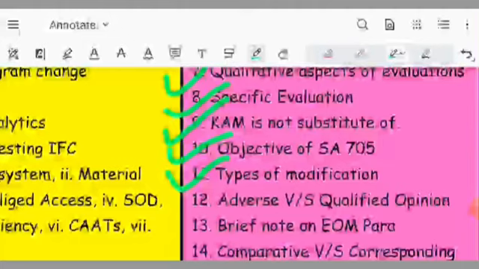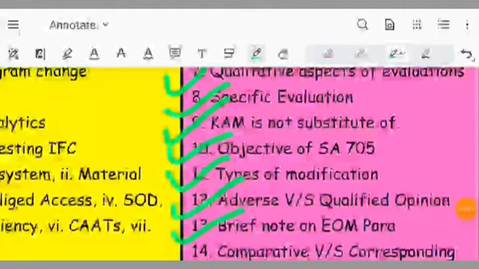Yes, very easy. Adverse and qualified are based upon what I explained to you: in adverse, evidence is obtained that it is material and pervasive, and in qualified, evidence is obtained that it is material but not pervasive, right? Or you can say in qualified, evidence is not obtained, but as per your judgment a material misstatement is there, but not pervasive, right?